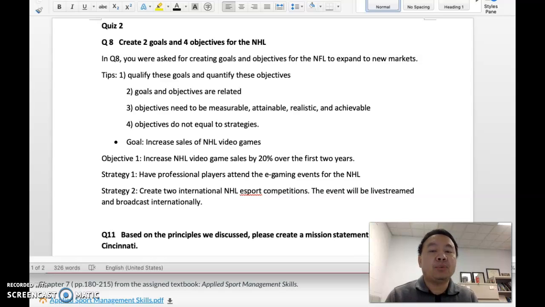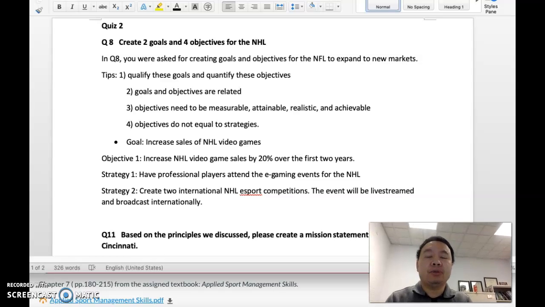And the last one is that an objective does not equal a strategy. When I was grading the second quiz, I found that some students understood how to write a qualified goal and quantified objective, but a lot of the objectives some students created sounded like a strategy rather than an objective. So I would like to give you an example to help you better understand this.